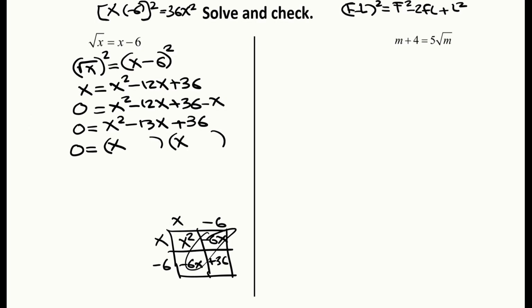You know that x and 4 and 9 should work, and since we want the inner product and the outer product to combine to give us negative 13x, we realize they both need to be negative. So this is negative and this is negative. So let me go ahead and erase that now.